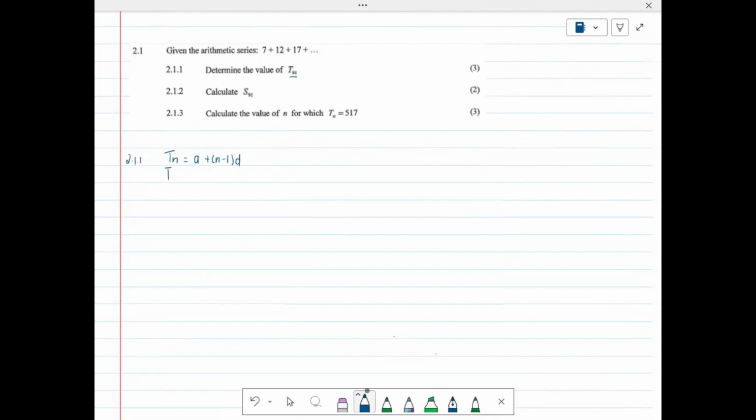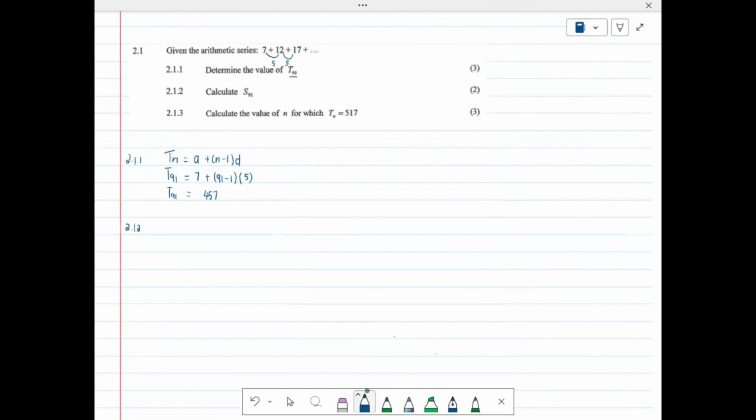What we would like to then do is substitute the values and solve for Tn. So we would like T91. So a is the value of the first term, which is 7, plus (91 minus 1), substituting 91. And finally, in the place of d we put our common difference. Having a look at this, 12 minus 7 is 5, 17 minus 12 is 5, so our common difference is 5. Typing that into our calculator, we get that T91 is 457.